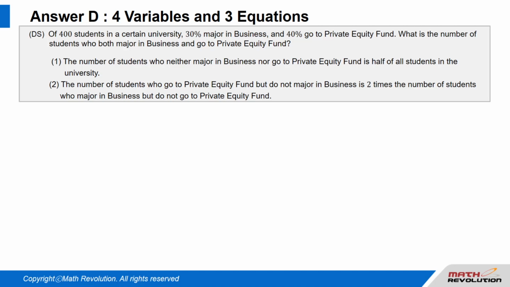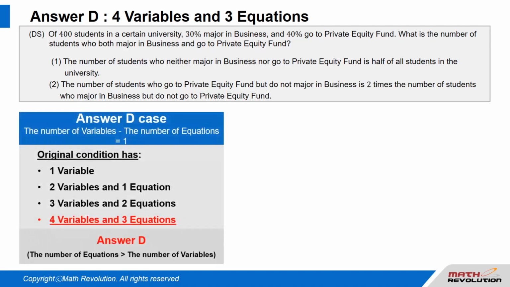DS. Of 400 students in a certain university, 30% major in business, and 40% go to private equity fund. What is the number of students who both major in business and go to private equity fund? Condition 1. The number of students who neither major in business nor go to private equity fund is half of all students in the university. Condition 2. The number of students who go to private equity fund but do not major in business is 2 times the number of students who major in business but do not go to private equity fund.